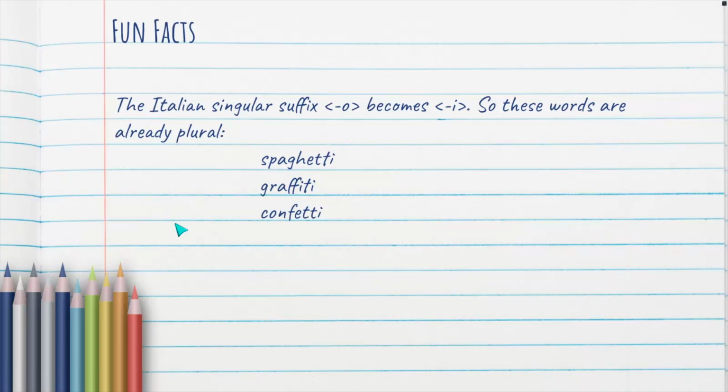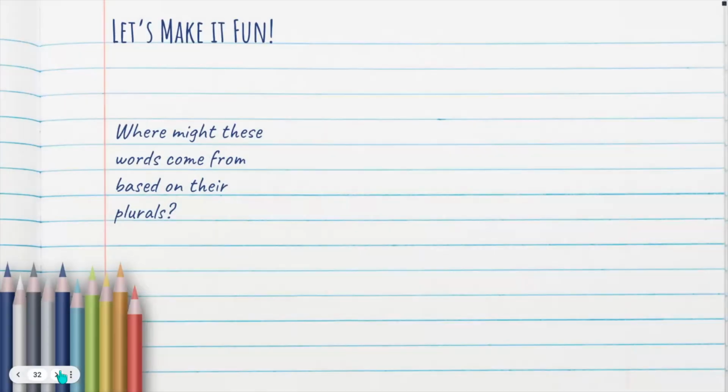The Italian singular suffix O becomes an I. So these words are already pluraled. Spaghetti, graffiti, confetti. If you find a singular piece of confetti, you've actually found a confetto. If you have one piece of spaghetti, you've got spaghetto. How fun is that? Maybe only in my mind.